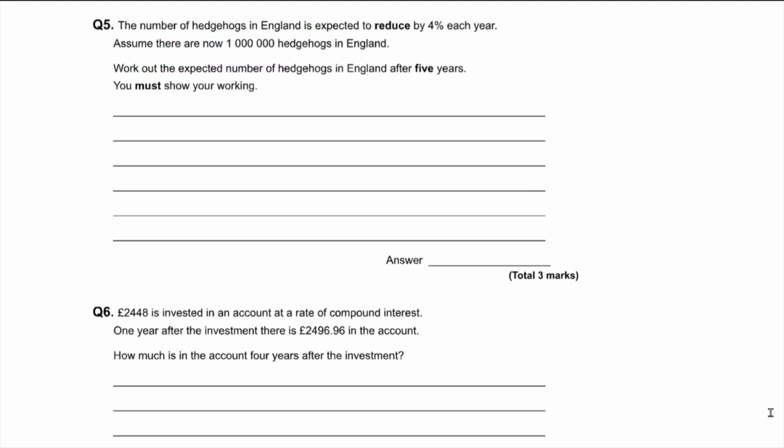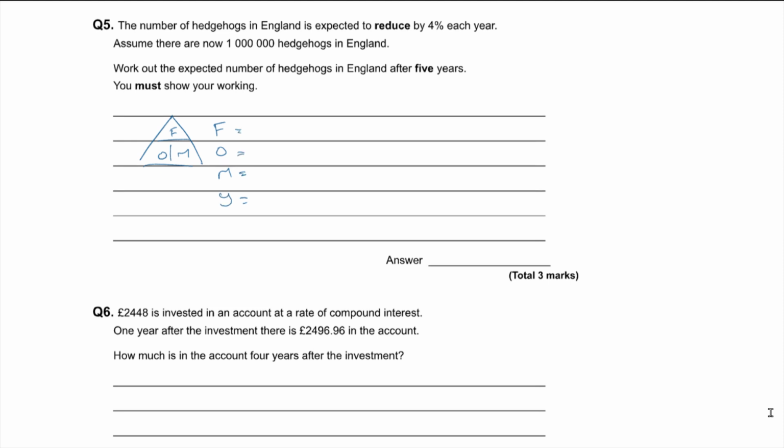Question 5, the number of hedgehogs in England is expected to reduce, oh no, that's so sad, by 4% each year. Assume that there are now 1,000 hedgehogs in England. I don't want to do this question. Work out the expected number of hedgehogs in England after 5 years. You must show your working. Okay, so final, original, multiplier. So this is the decay part of growth and decay, similar to depreciation. So the depreciation of hedgehogs, bless them.